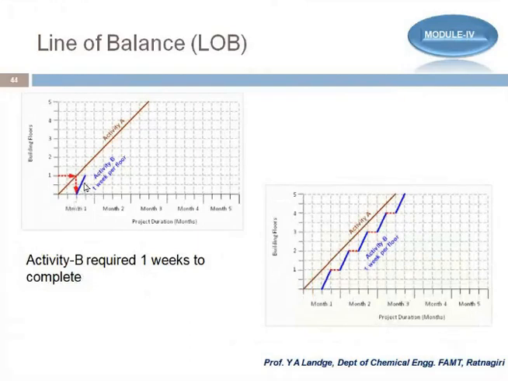So activity A requires 2 weeks for completion of each floor, and the second, activity B, requires 1 week to complete the floor. Okay? Per floor is mentioned.